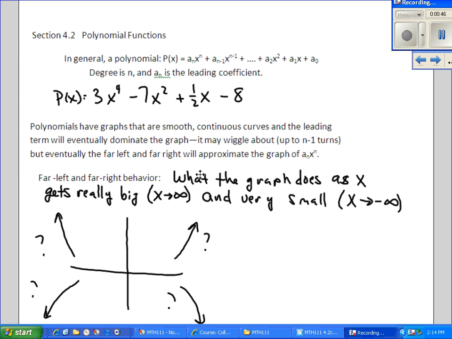What we're going to look at first today is what we call the far left and far right behavior of a polynomial graph. So it's what the graph does as x gets really big and very small, as it goes off to the right and as it goes off to the left. And that's going to be determined by the leading term of the polynomial. So we're going to need to pay attention to the leading coefficient and the degree of the polynomial.